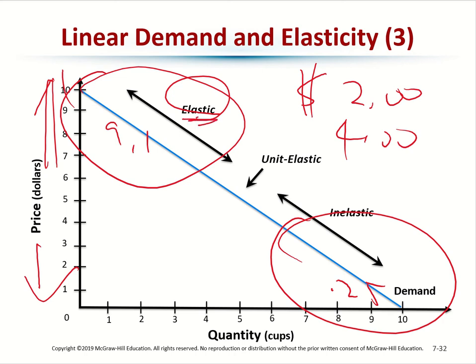So that's called elastic demand. When the price is low, we don't care about the price change. That's called inelastic. When the price is high, we are very sensitive to price change, and that's called elastic demand. And then somewhere in the middle, you have unit elastic. Okay, so the top portion is elastic, the bottom portion is inelastic, and somewhere in the middle, you have unit elastic.